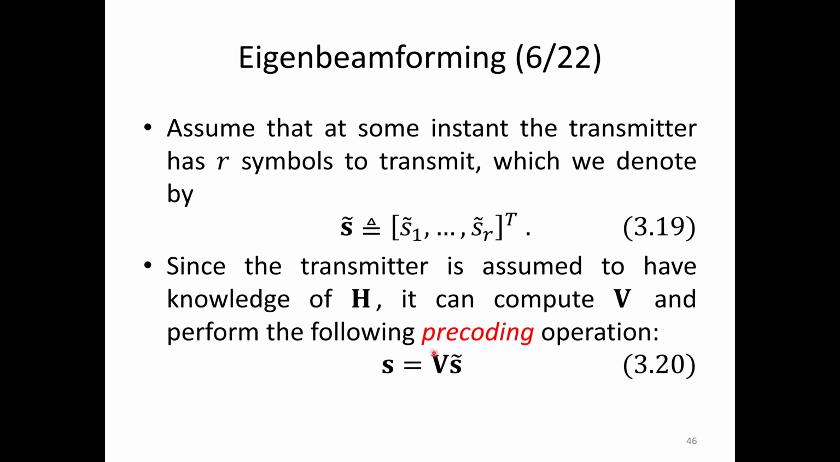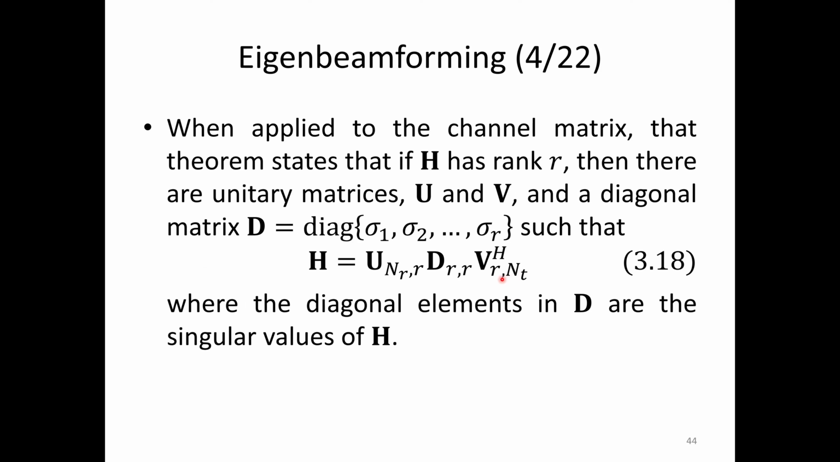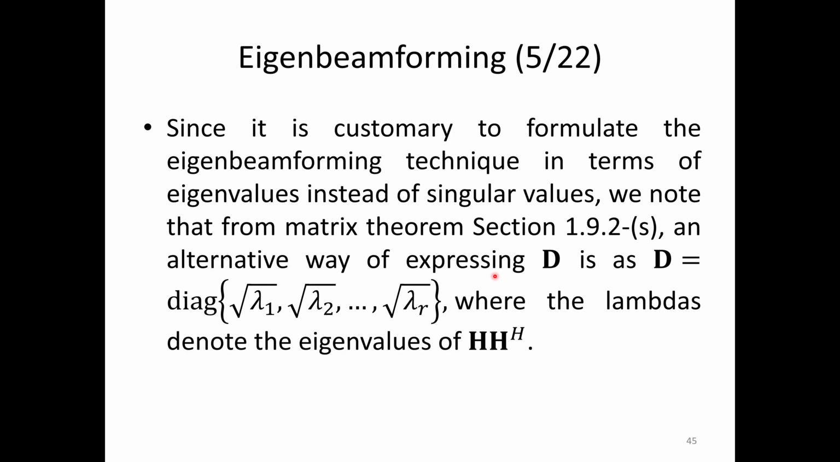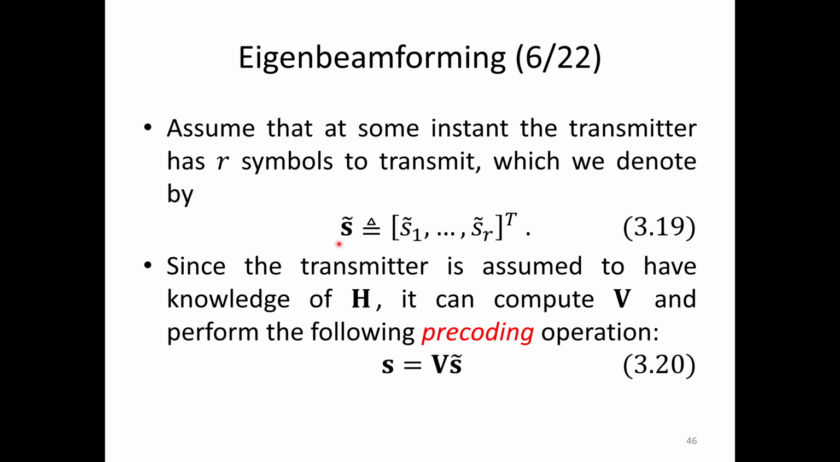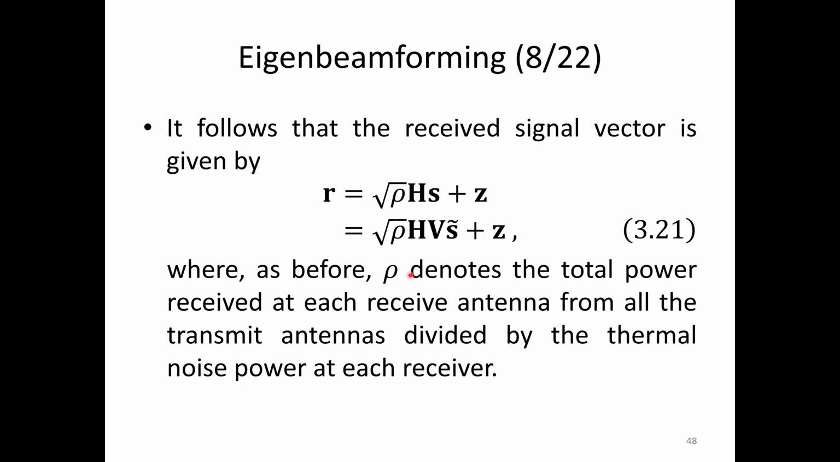Let us see. First, the dimension of matrix V is equal to nt by R. Note that V Hermitian is an R by nt matrix, so matrix V is an nt by R matrix, and the dimension of vector S tilde is equal to R by 1. So the dimension of S, which is equal to V times S tilde, is equal to nt by 1. The precoding operation can be thought of as an operation that maps R, which is smaller than or equal to nt, symbols onto nt transmit antennas.